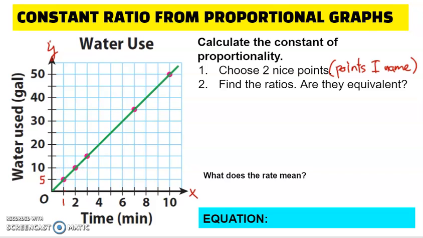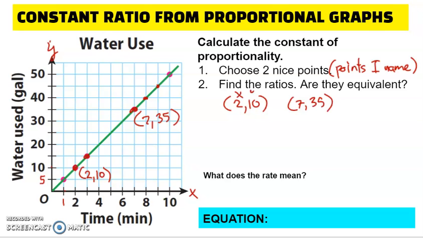So I could name this point right here because I know it's at 2, 10. Remember x, then y. I could name this one, that's at 3, 15. I could name this one, that's at 7, 35. I could name any of the nice ones, this one or this one. Those are at intersections. So for this one, we'll pick these 2 points. I'm going to use those just to prove that what I think is proportional is actually proportional.